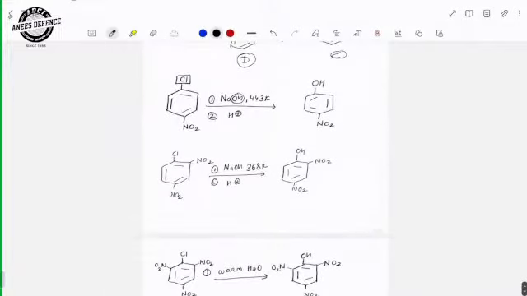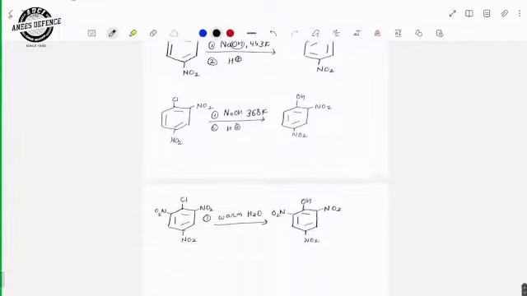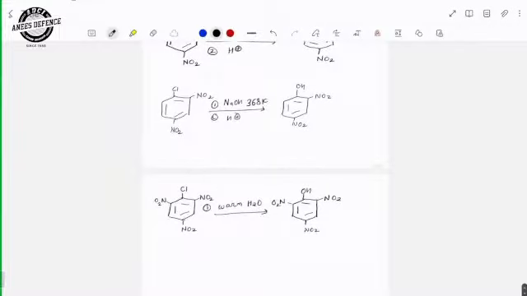If there is one nitro, you add NaOH, and H plus as the second reagent, but in the first reagent you have to heat it at 443 Kelvin. In the second case, there are two nitro groups, so it is a bit more reactive, and you don't need much energy to remove that Cl. You can heat it till 368 Kelvin, and the Cl will get replaced by OH. In the third case, there are three nitro groups at ortho and para positions, so it is highly reactive. You just need to warm it in the presence of water, and the Cl will get replaced by OH.